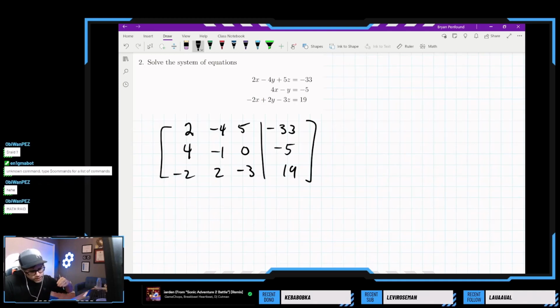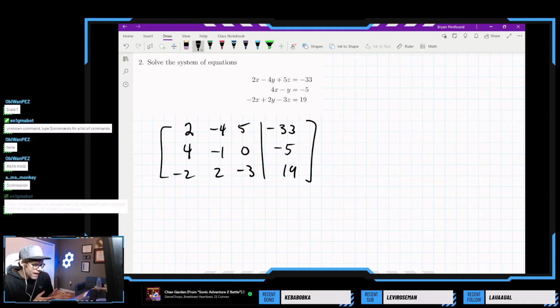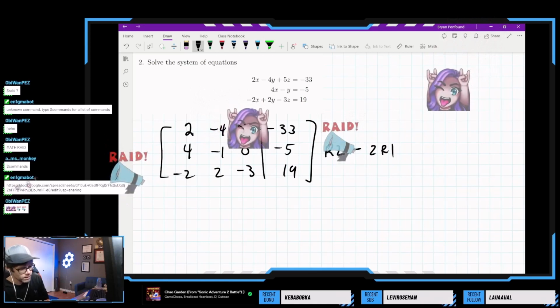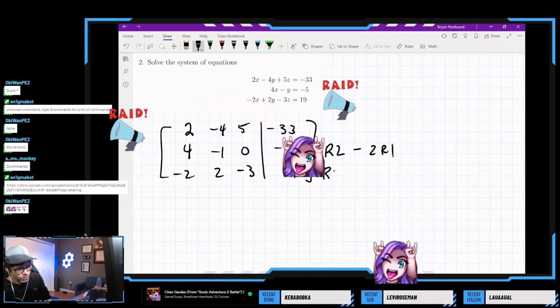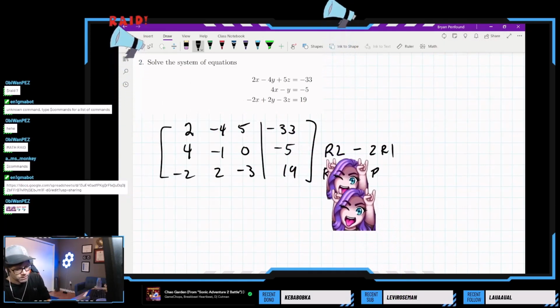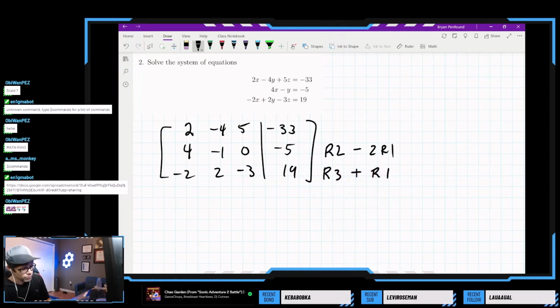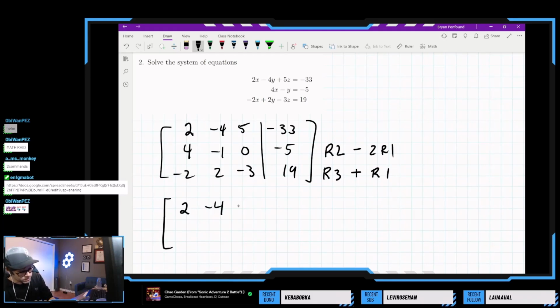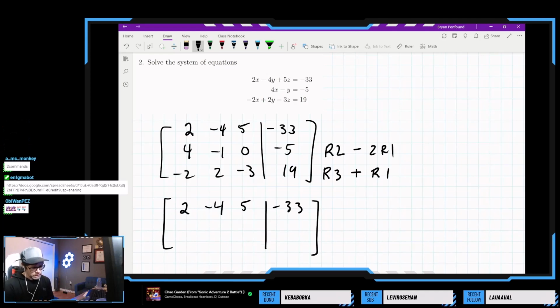So here, I don't have a leading one. I don't particularly want to make a leading one yet, so I'm going to skirt around having to make a leading one until later. I'm going to say, okay, let's take row 2 and subtract 2 copies of row 1. And let's take row 3 and add to it a single copy of row 1. This will give us a brand new augmented matrix that's similar to the previous one in solution.